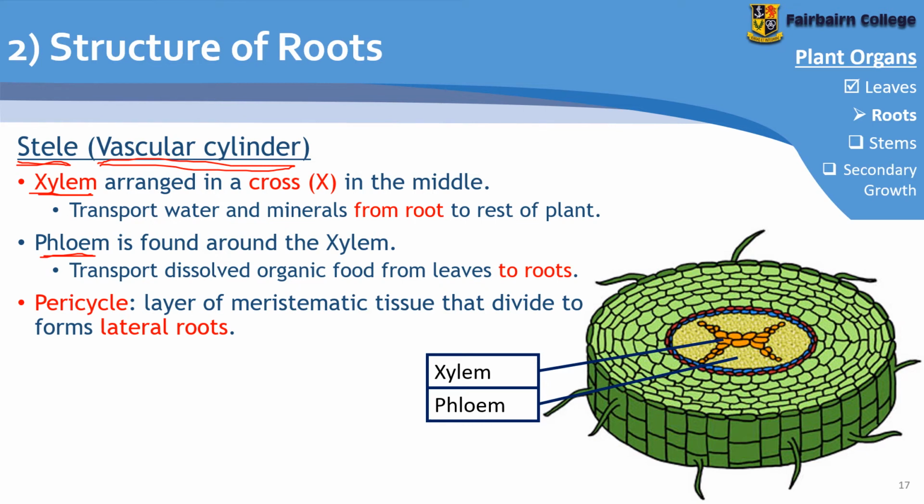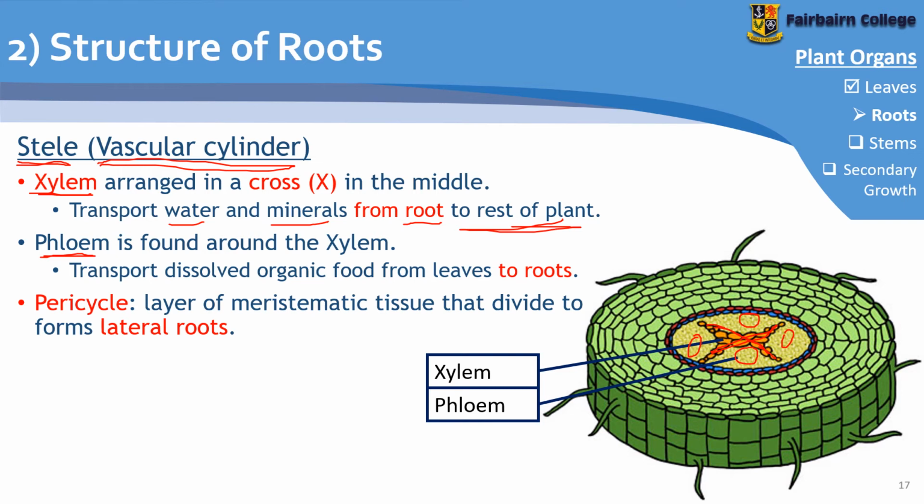The xylem nicely forms this X shape inside of the root. So it's quite easy to identify, because it forms this very distinctive X shape. And obviously the function of the xylem is the same as it is in other parts of the plant. It is to transport water and minerals from the roots to the rest of the plant. The phloem is then located around the xylem, in these bundles around the xylem.